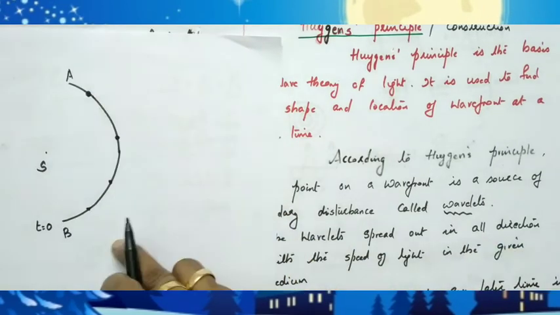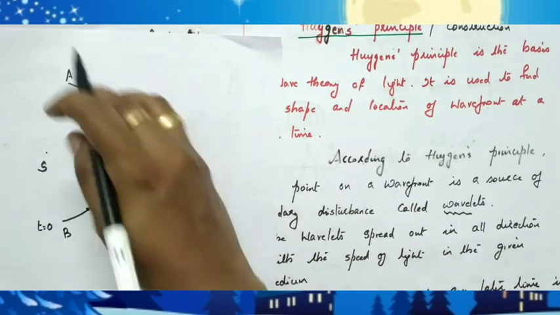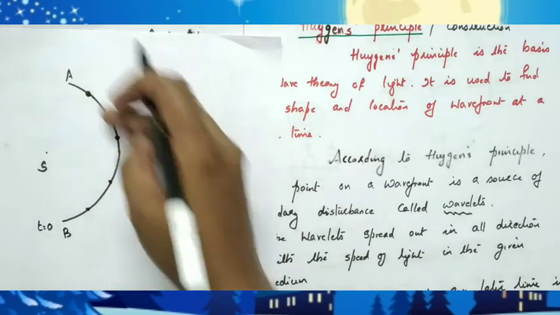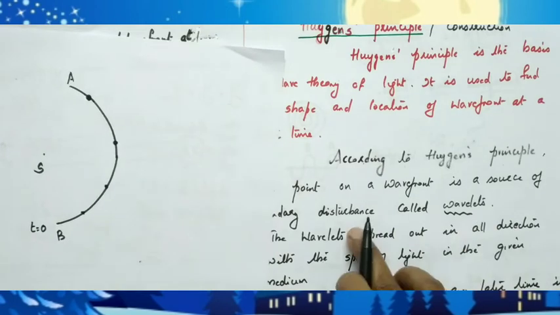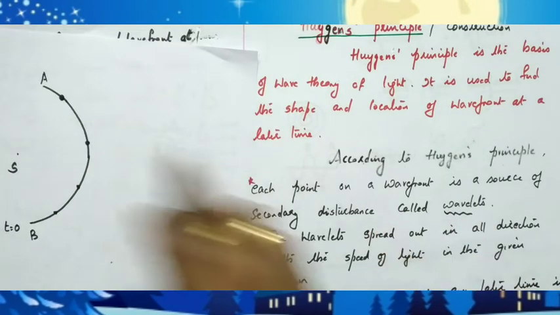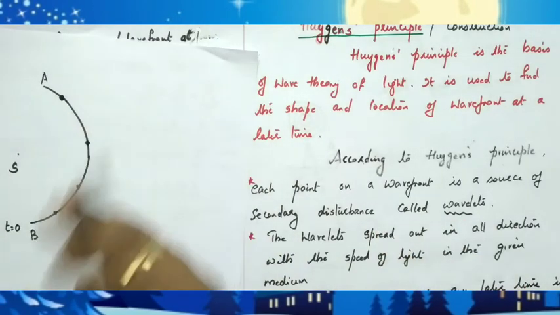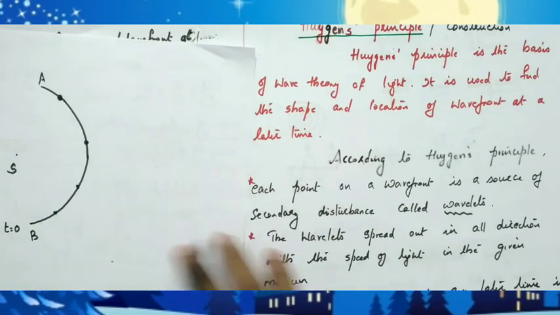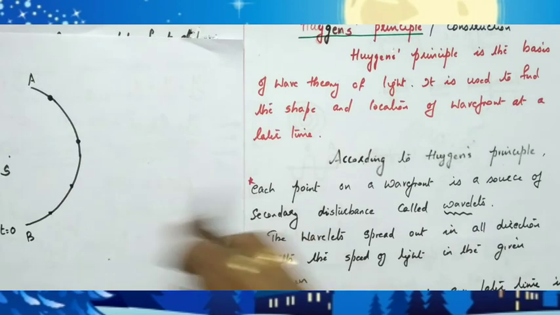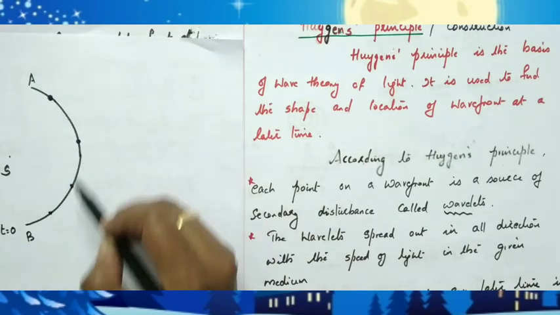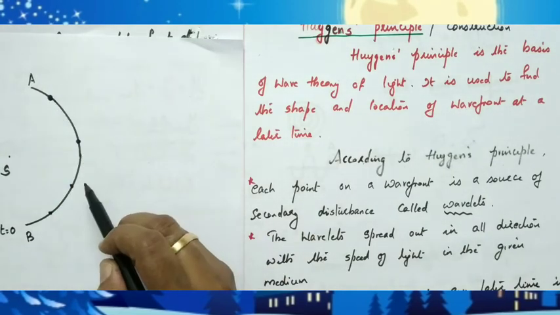So here this is the wavefront, and there are millions and millions of points here. Here I have drawn only 4 points. The points act as a source of secondary disturbance called a wavelet. So each point of the wavefront acts as another source of secondary disturbance. Now with these sources, we can construct a sphere.